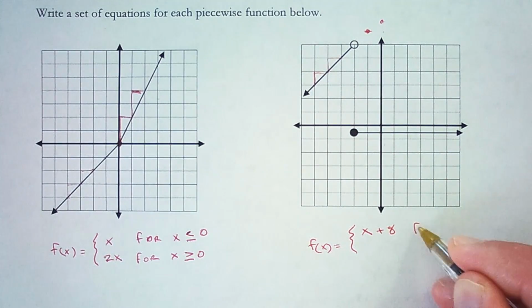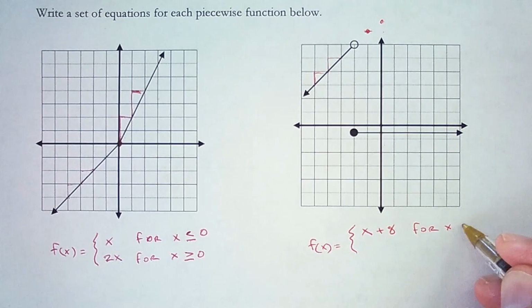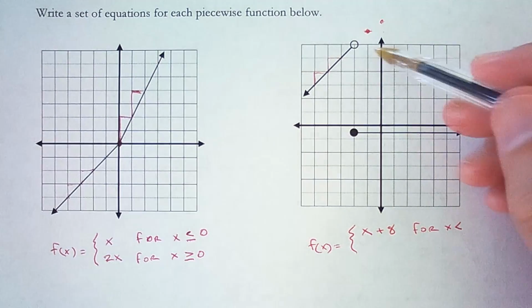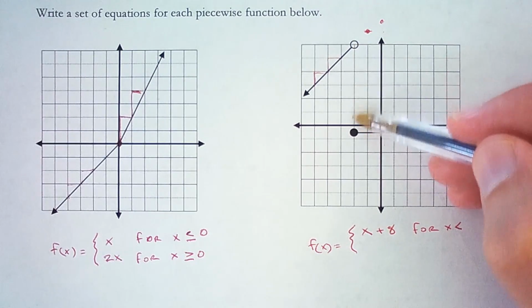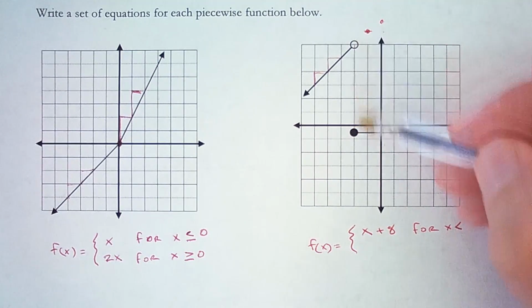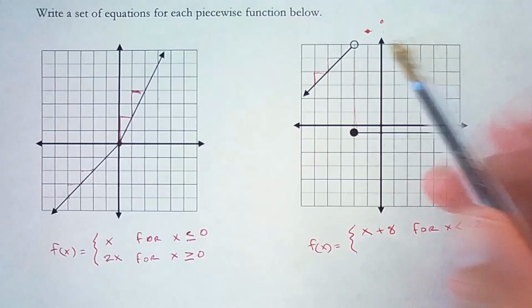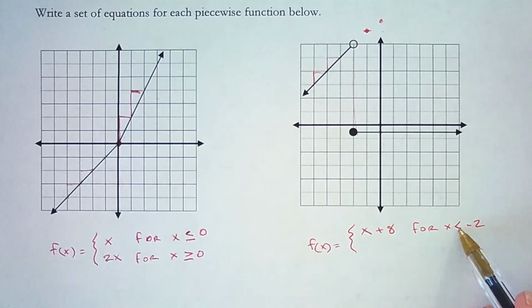Okay, now what's the domain? So it's for x's that are to the left of or less than x equals negative 2. So 2 to the left. And it's open here, so not equal to, so just less than negative 2.